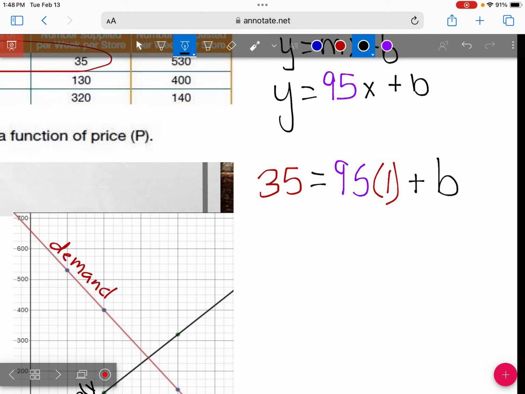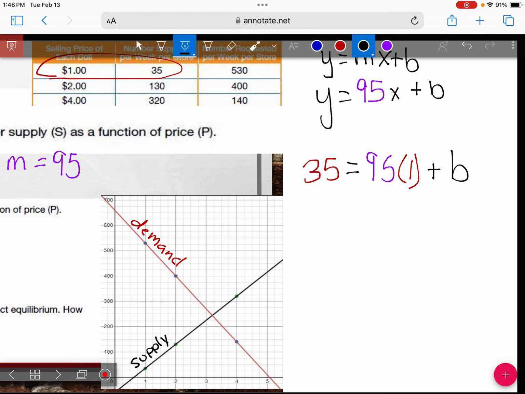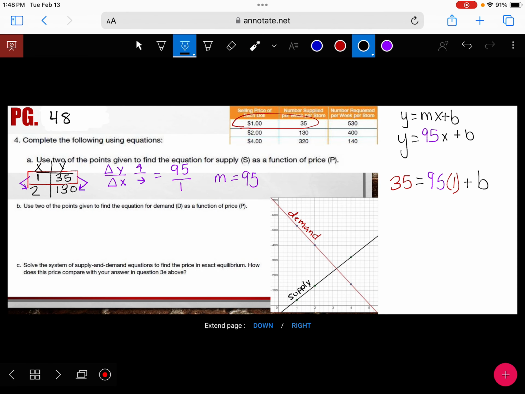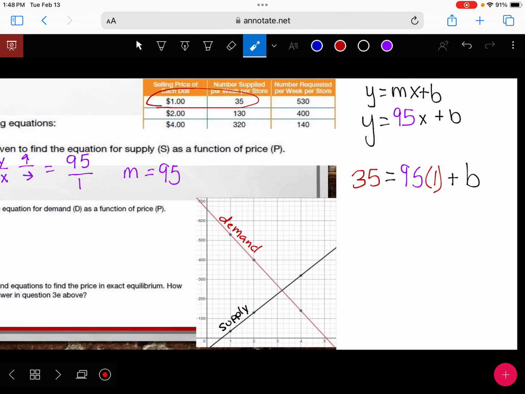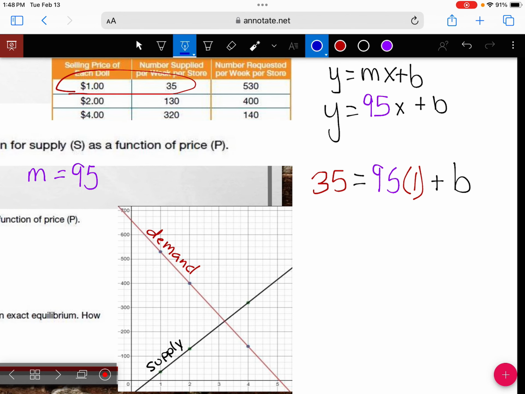So you can do it this way. You can also work backwards in your table. Couple of different ways to get there. This is the more algebraic way. That's the shortcut way that only really works if we're counting by ones and we have something nice. So we wind up with our b. Our y-intercept is negative 60.